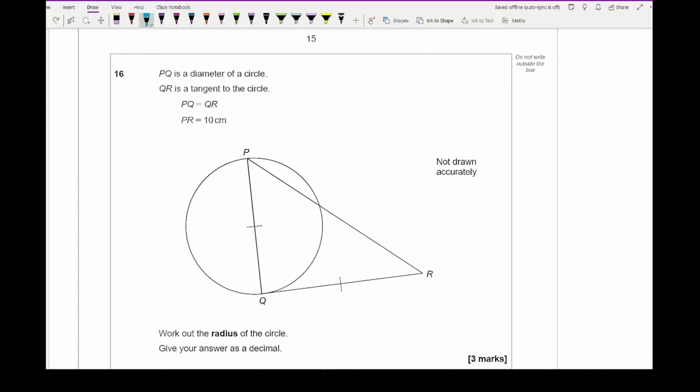Now one of the circle theorems is that the radius of a circle meets the tangent at a 90-degree angle, in which we know it's the tangent because it tells us in the question. So that means that this angle here is 90 degrees. Now you can see that the triangle QPR is an isosceles triangle, which therefore means that this angle here is going to be 45 and this angle here is going to be 45.